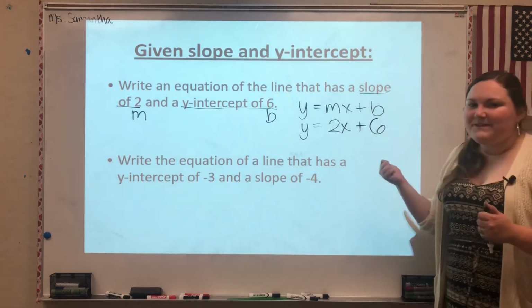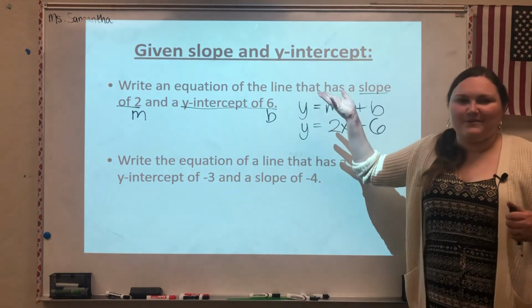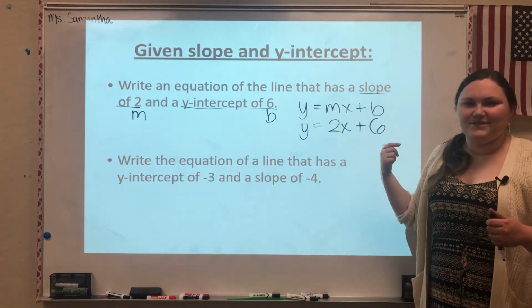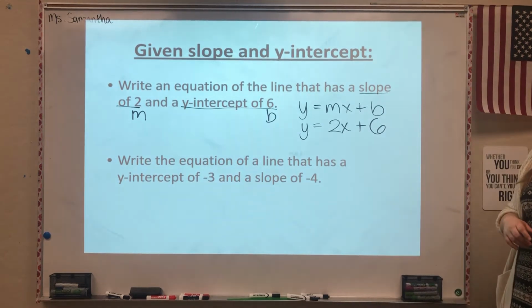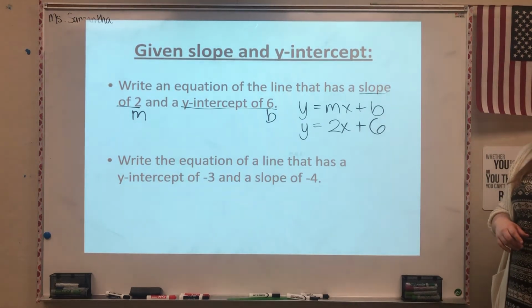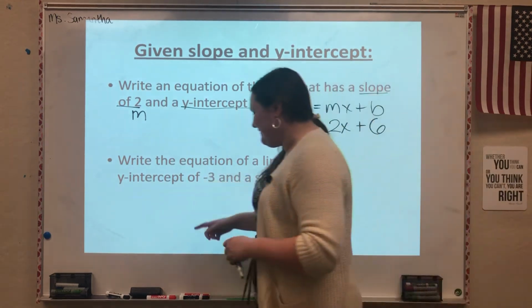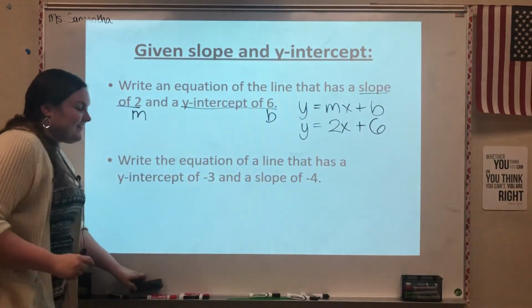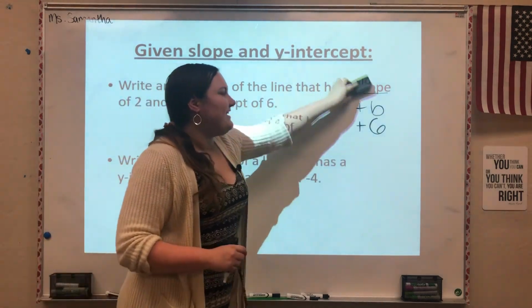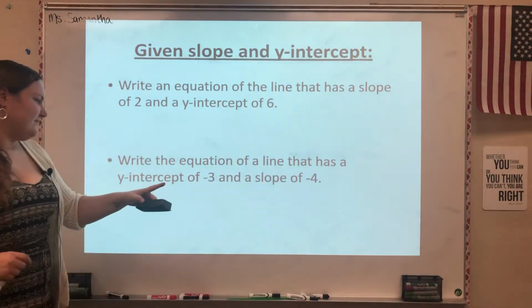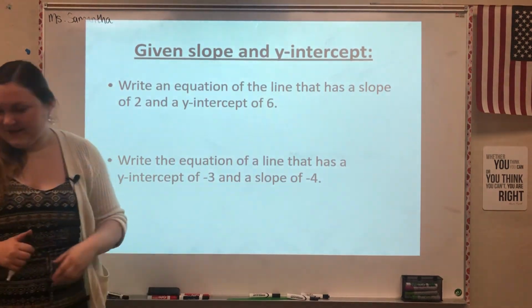I think these are probably the easiest ones because they're giving you all the information you need. All you have to do is just substitute, and you're done. Go ahead, try this second one for me. All right, be careful because I switched around the information. The slope is -4 and the y-intercept is 3. So you would want -4x minus 3 for your answer.